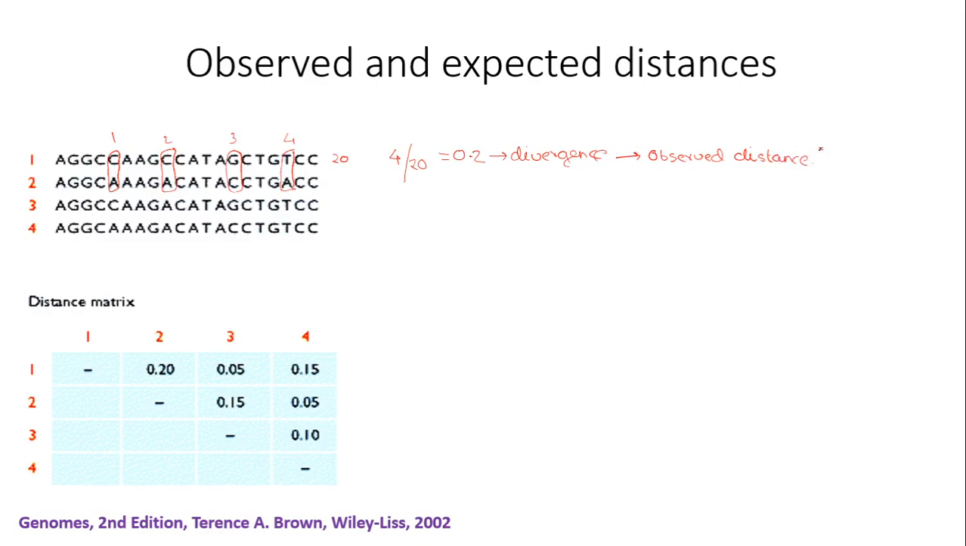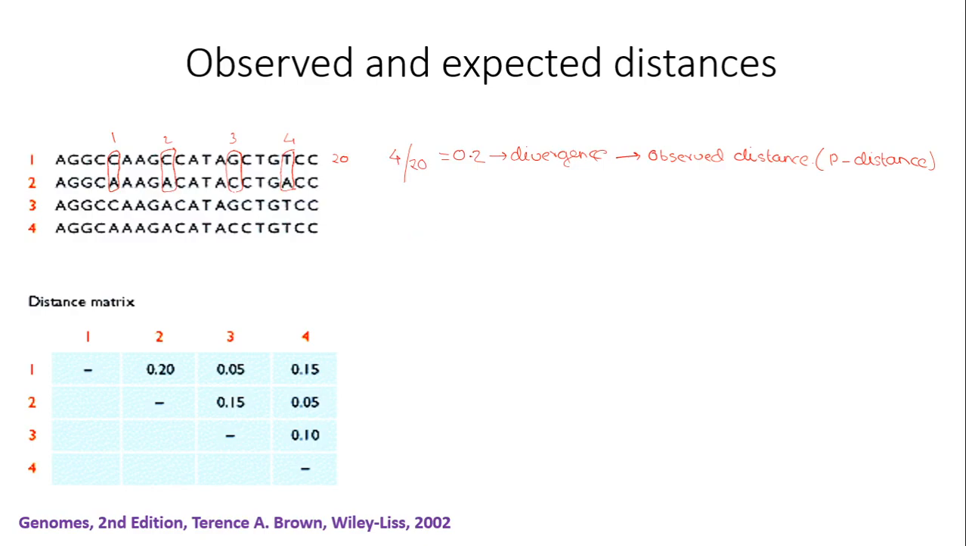And sometimes this observed distance is also referred to as p distance, right? And this p distance is expressed as a number of nucleotide differences per site. We have got 4 sites, therefore you have got the observed distance or p distance.